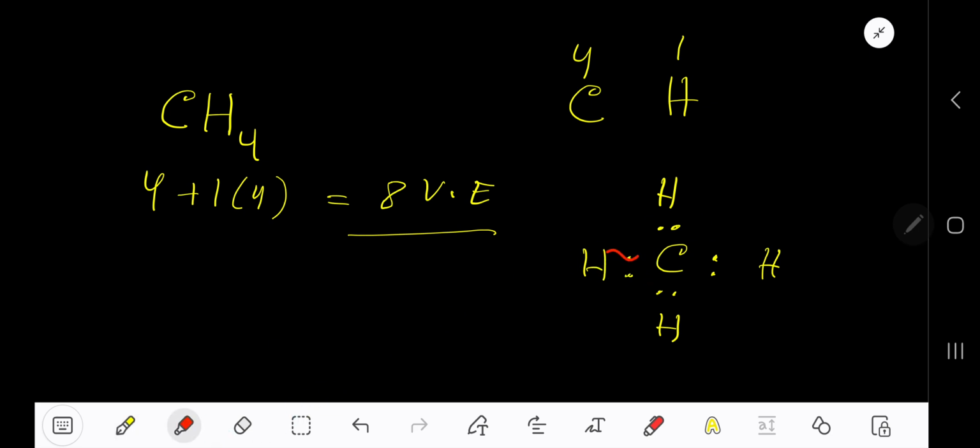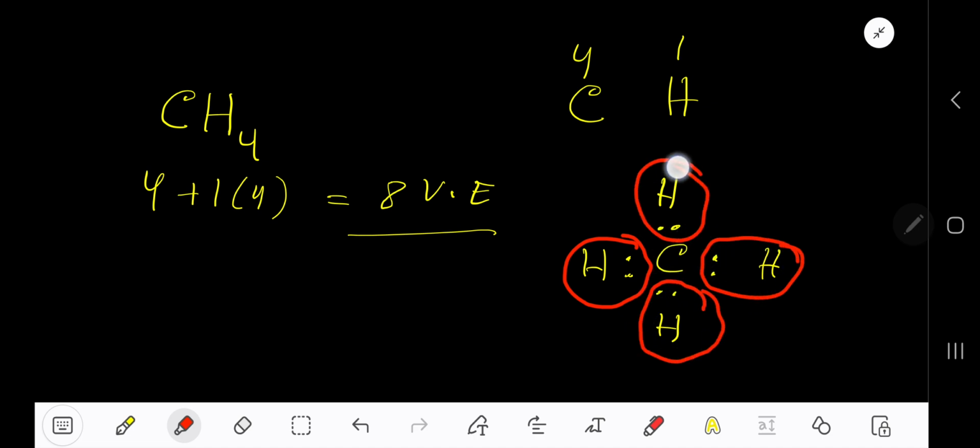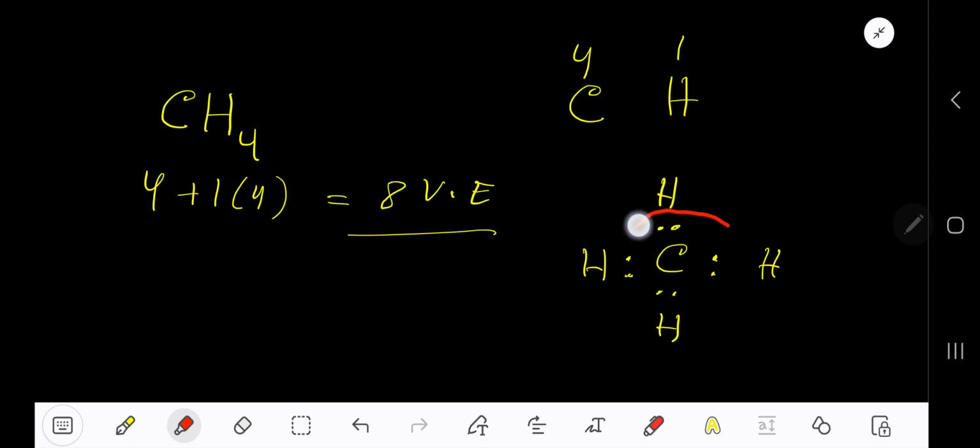Now check for duet. This hydrogen has fulfilled its duet. This hydrogen has also fulfilled its duet. Duet, duet. Now check for octet of carbon. This carbon has fulfilled its octet. So this is the Lewis structure. You can replace this bonding pair by a dash, by a line or dash. So this is the Lewis structure.